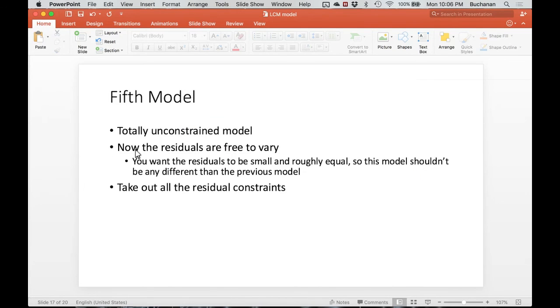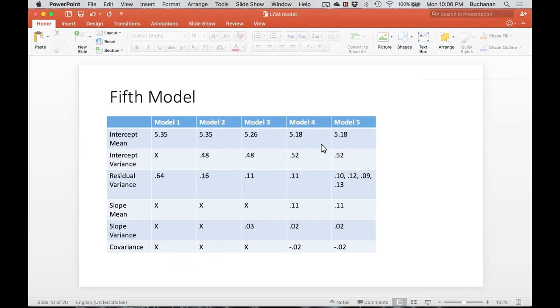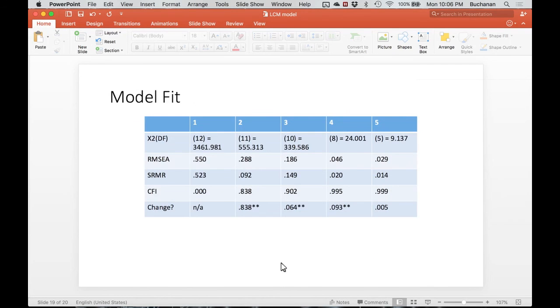So we're going to let our residuals be free to vary, so we took out those constraints. Our intercept, basically nothing changed, but they all were kind of slightly different numbers instead of all 1. And that model is not significantly better, right? It really can't get any better because the CFI topped out in the last one. I could look at AIC and ECVI, and they would probably be lower in Model 5, but I don't know if that's enough to write home about.